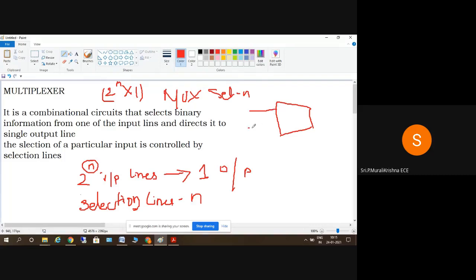If it is a 2:1 multiplexer, then 2 power n is equal to 2, so n is equal to 1. I0 and I1 are the inputs, and S will be the selection line. We'll have only one selection line and only one output. So this is a 2:1 mux.